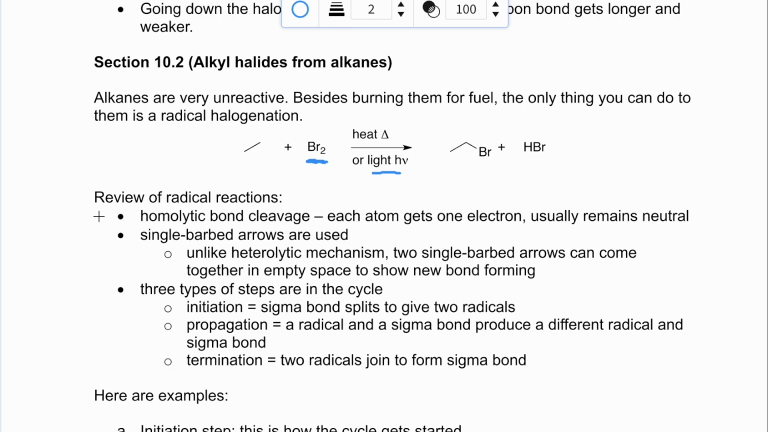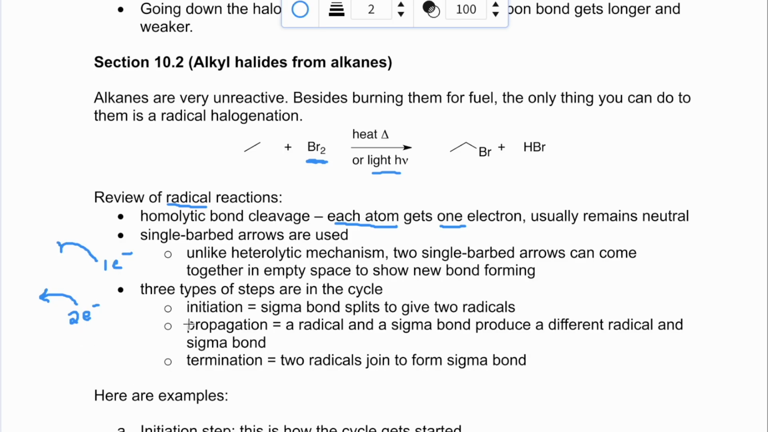So a lot of times we've been doing these polar reactions where the bond cleaves heterolytically. The one atom will get both of the electrons that was in a bond. In radical reactions, you have what's called a homolytic bond cleavage, and so the bond, which is two shared electrons, splits equally, and each atom that's participating in the bond gets one of those electrons. And so we're using those single barbed arrows. So your mechanism arrow will look like this with one barb, rather than like this with two barbs. This is two electrons moving. This is just one electron moving.